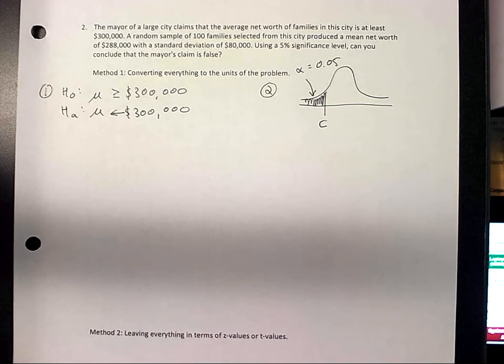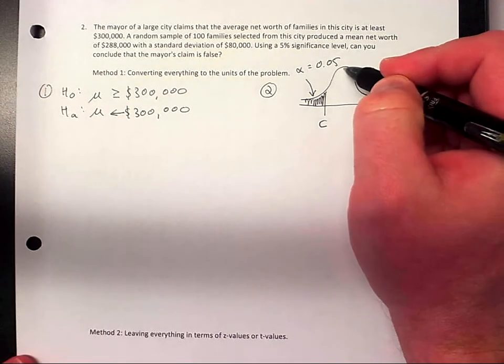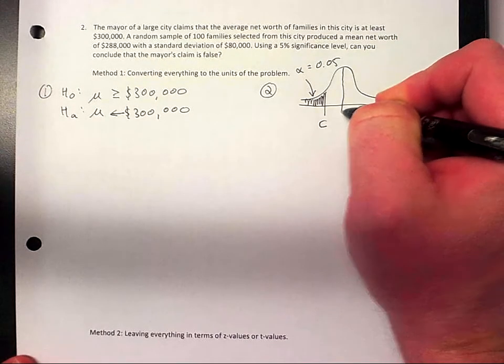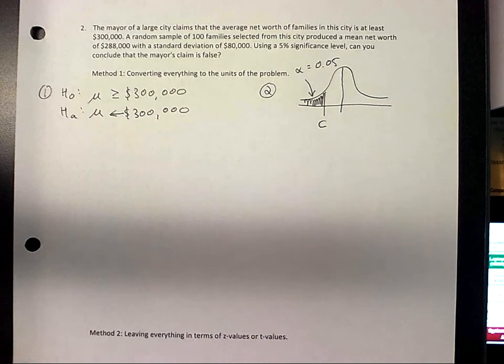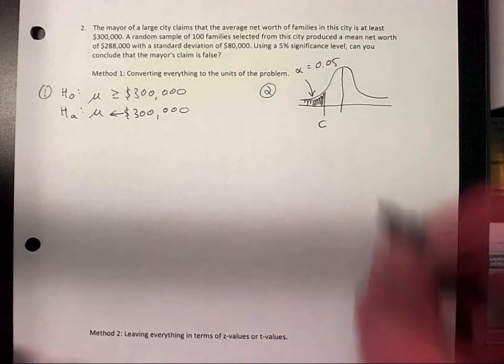Everybody good with this so far? Then the other thing that came up last class, I want to make sure that I write it down on this graph here too, is where is this distribution centered on? This distribution is centered on our hypothesized value. And what's our hypothesized value in this problem? $300,000. Awesome.